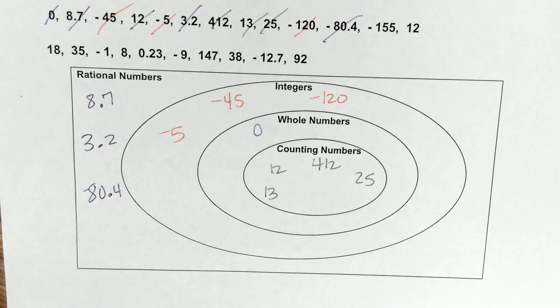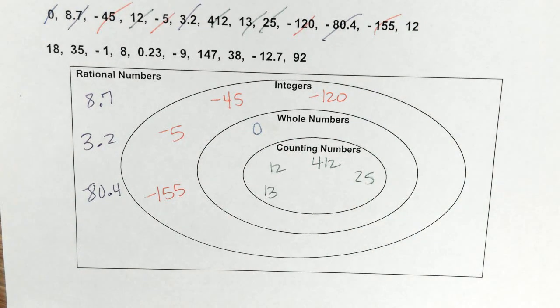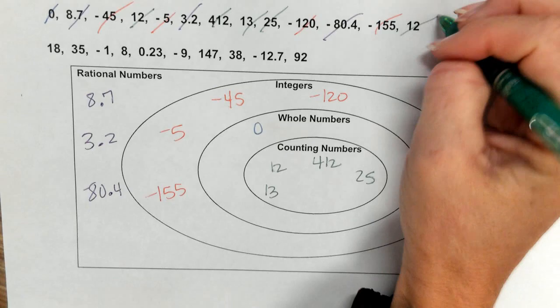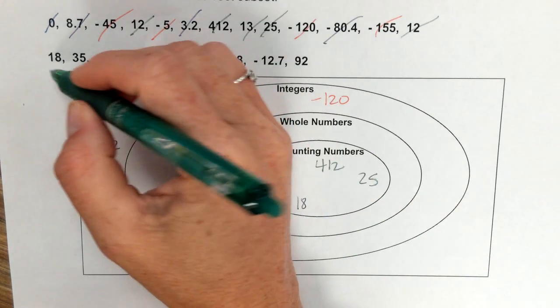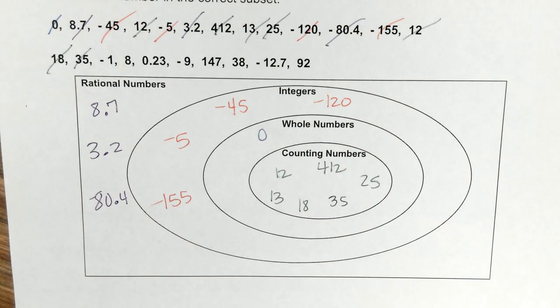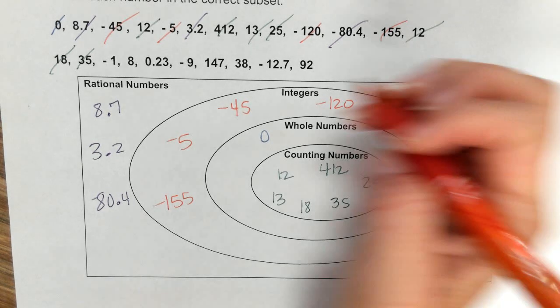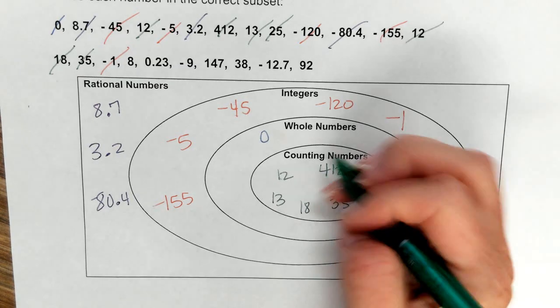All right, negative 155. Why was that one an integer? Because it's a negative or positive counting number. 12. We already did 12. I don't know why that's on there again. All right. Well, we know it's counting. It's also whole. It's also integer. It's also rational. 18. Counting. 35. Counting. Negative 1. Integer. Positive 8. Counting.